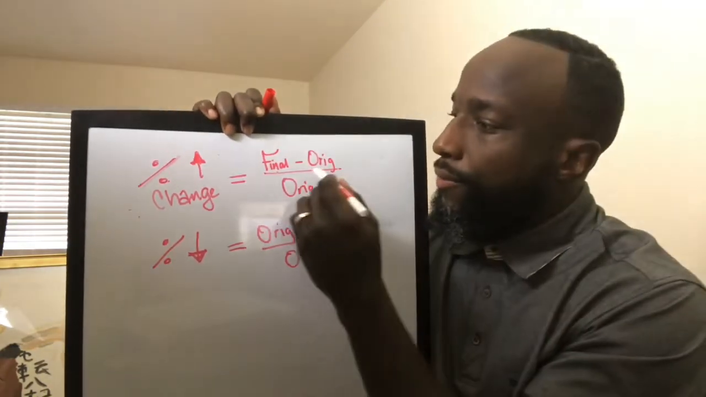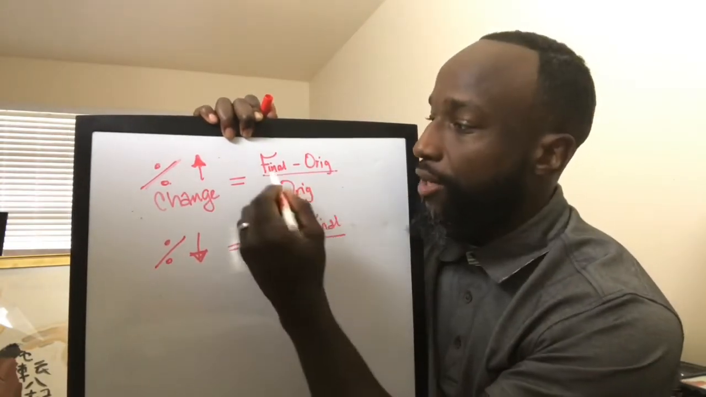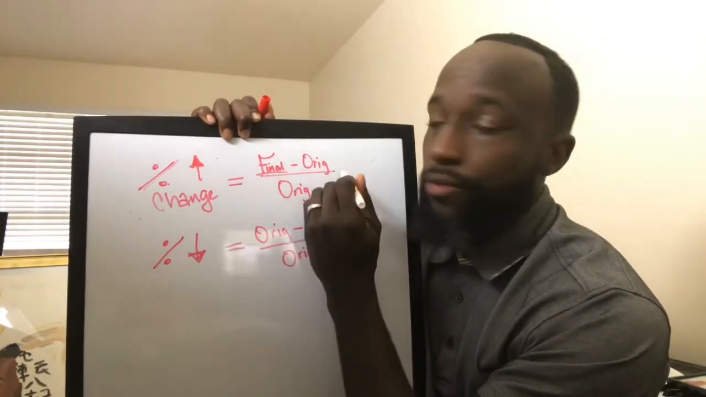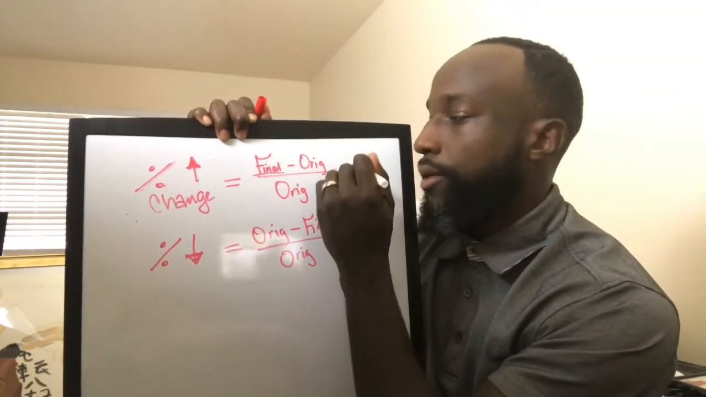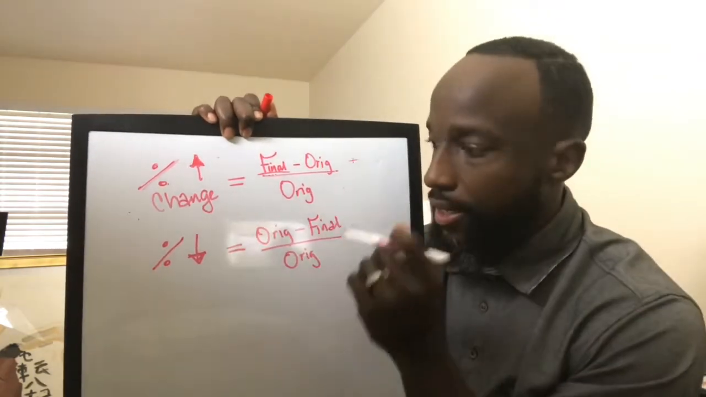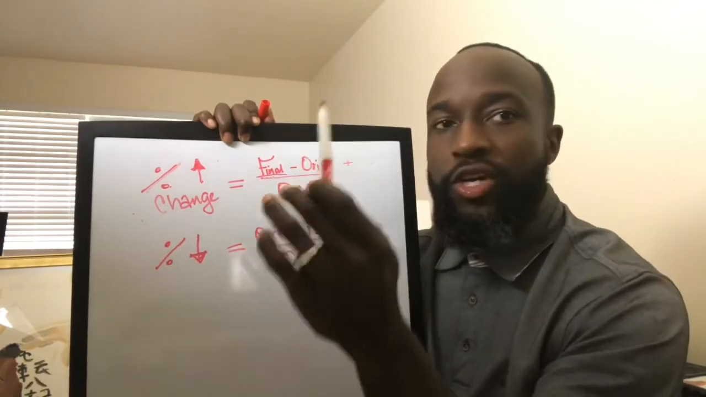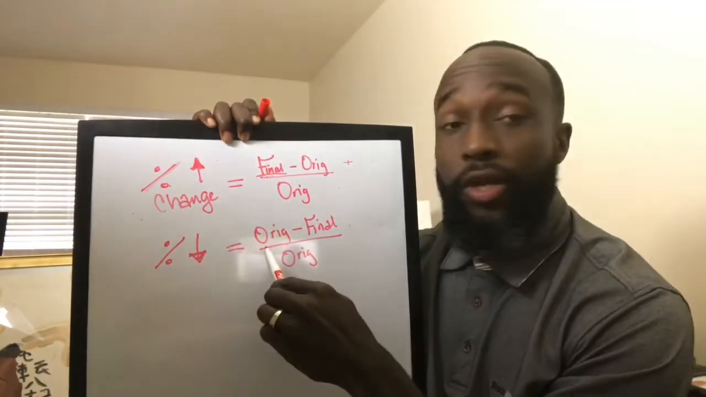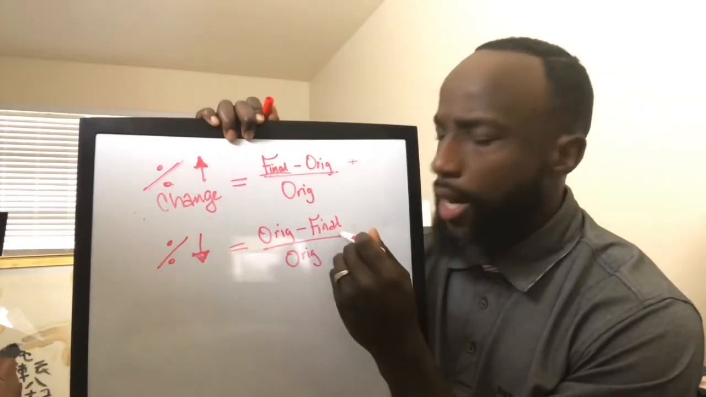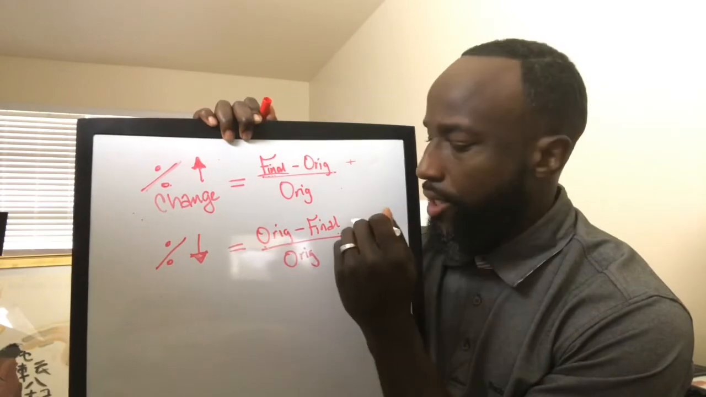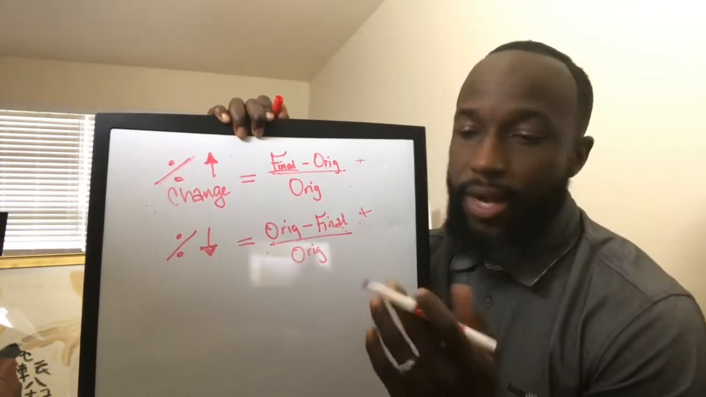When you have a percent increase, that means the amount goes up. So in theory, the final is bigger than the original, and when you do the subtraction, you still end up with a positive number. Same here. If there's a percent decrease, that means it went down, so the original is going to be bigger than the final amount. So you subtract the final amount from the original amount to keep your numbers positive. That's what it's all about.